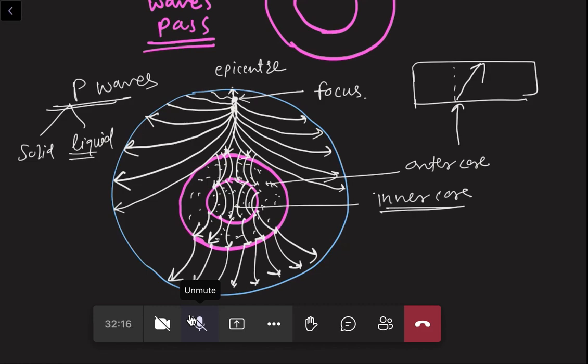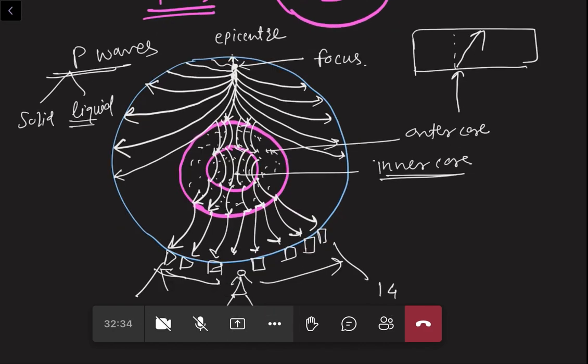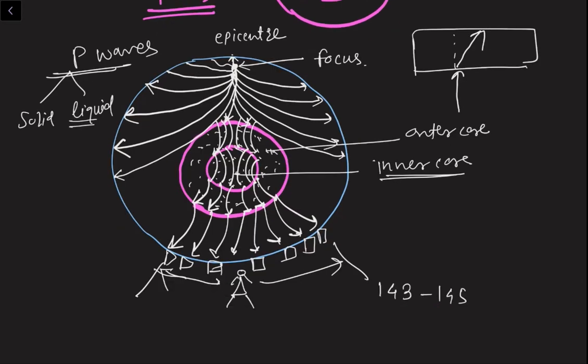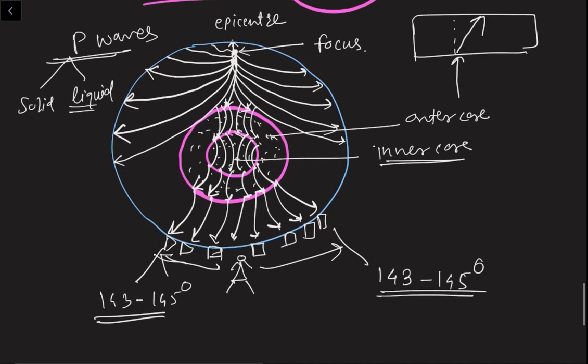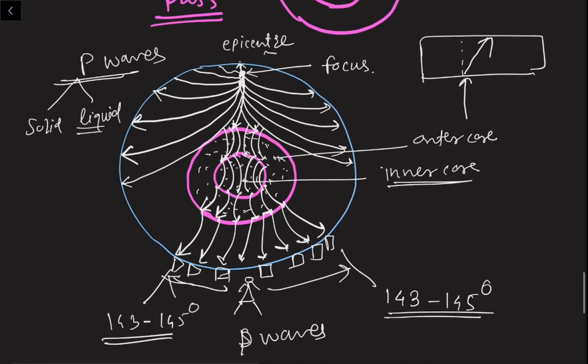And the person standing here can record these waves in this region. Which type of waves is the person recording? Primary waves in this region only. So this is 143 to 145 degrees. Same here, 143 to 145 degrees. Till here only we can find P waves, and here also we have found P waves.